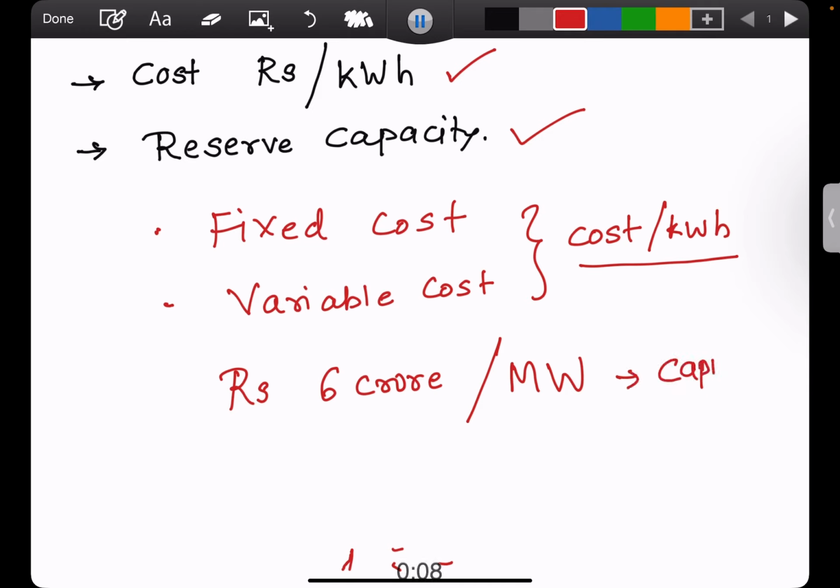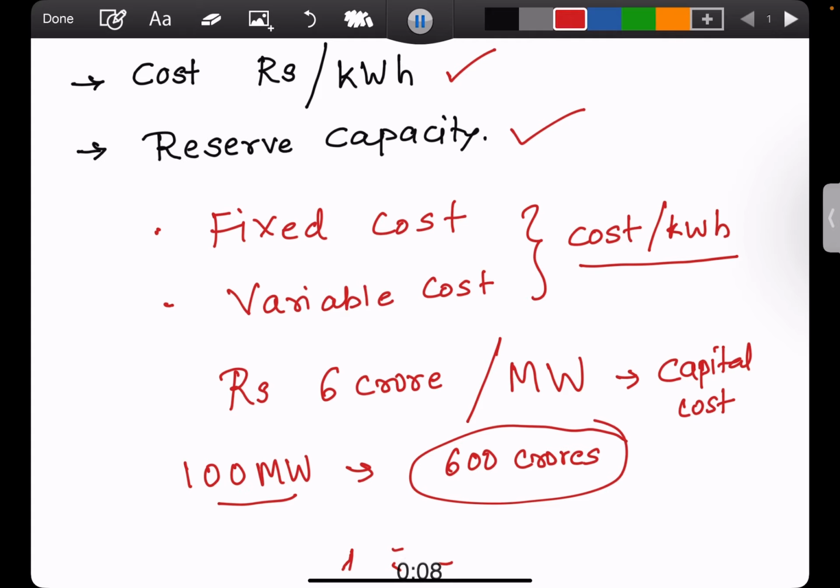If you are setting up, for example, a 100 megawatt power plant, this would take around 600 crores. So this would be the total capital cost. Now from this total capital cost, we can calculate the fixed cost. So how do you calculate the fixed cost? For calculating the fixed cost, you need to consider what is known as the interest rate or the cost of capital.